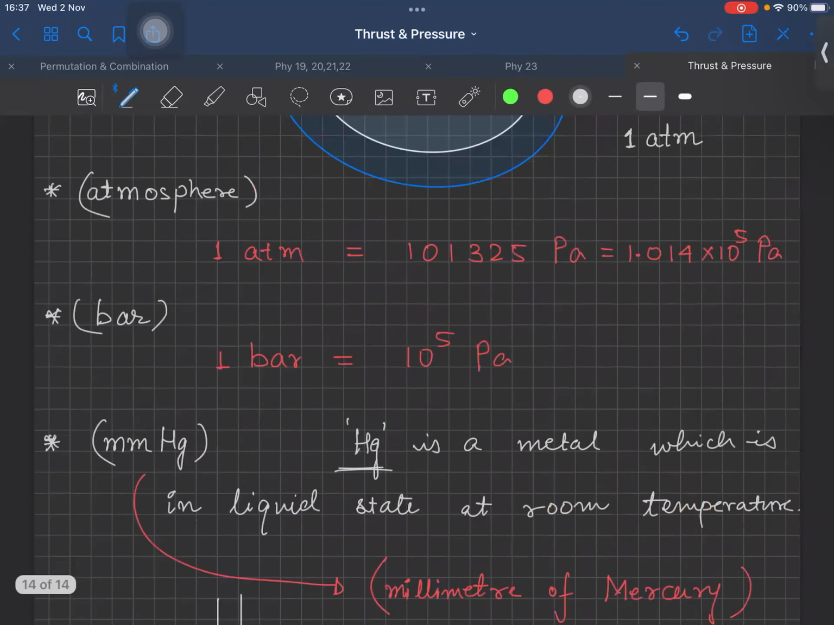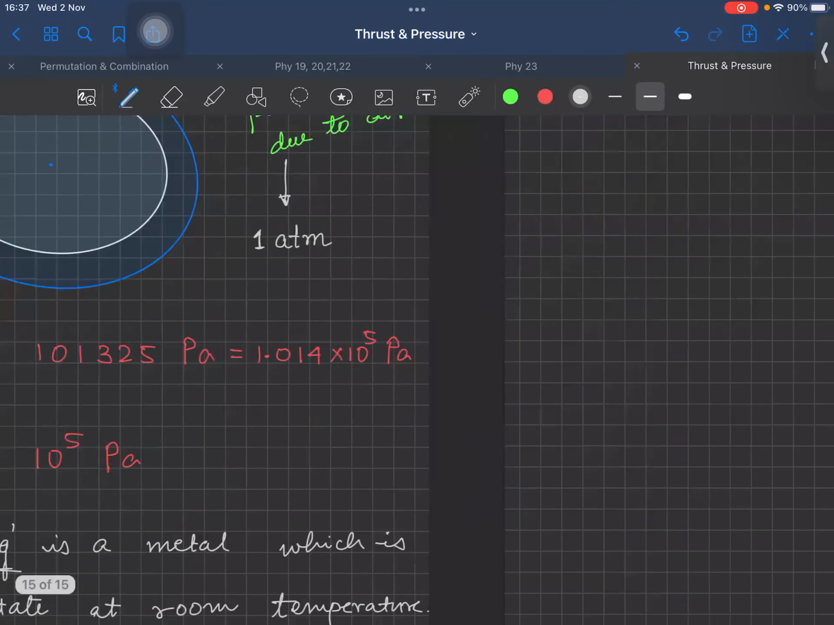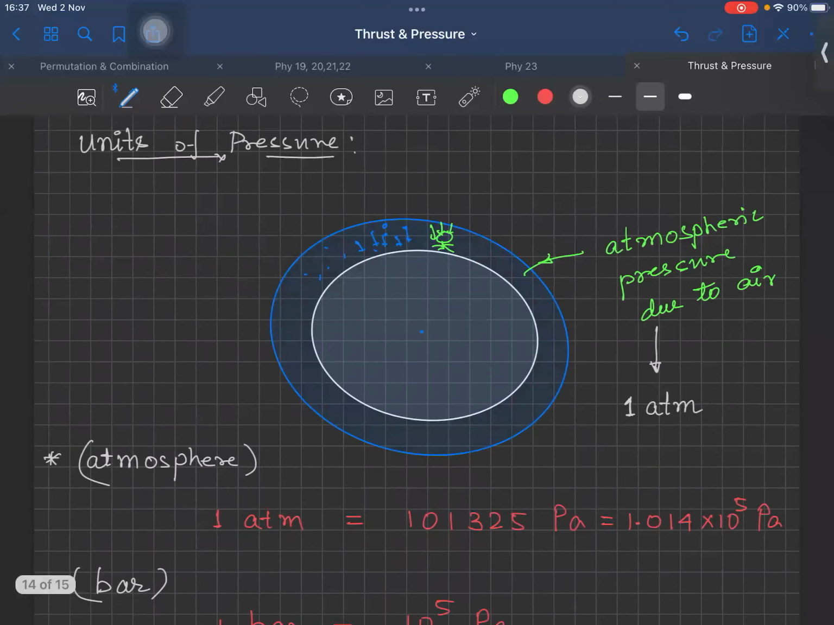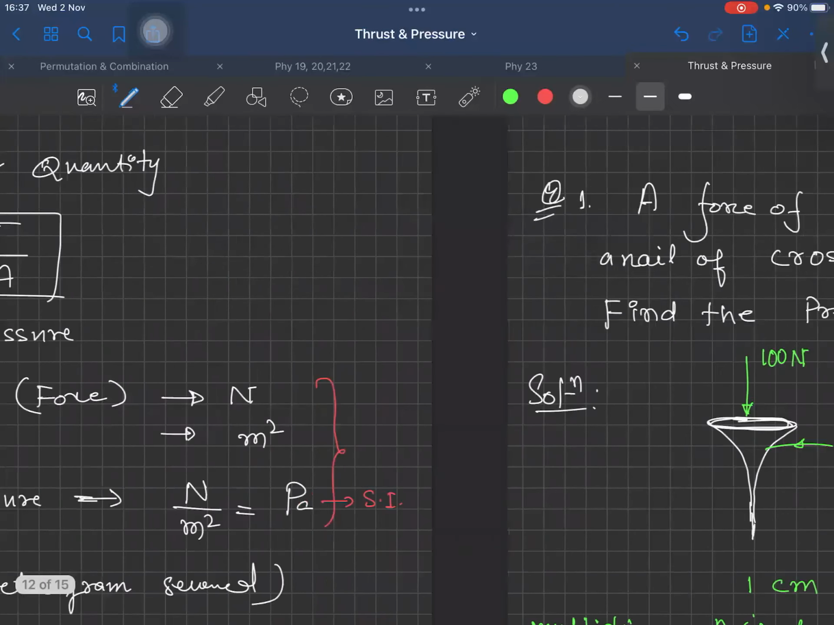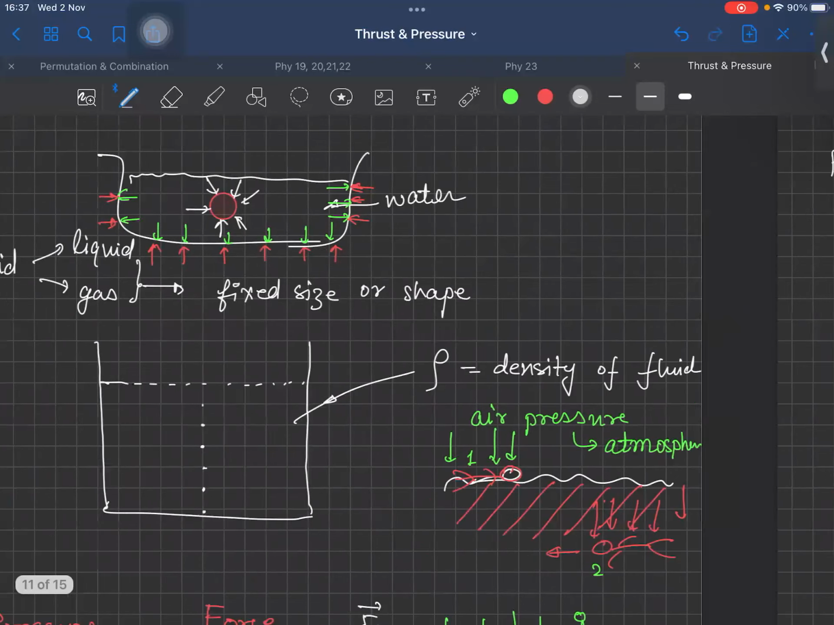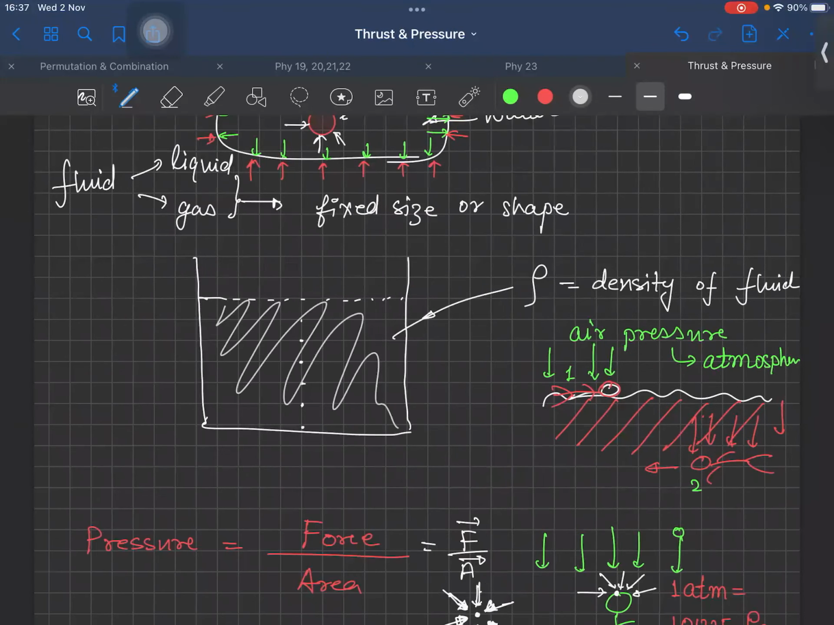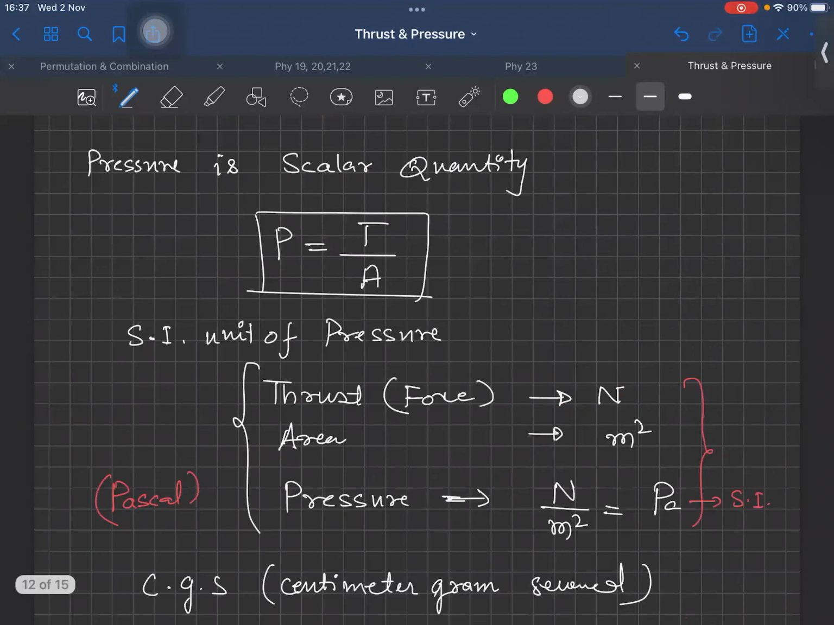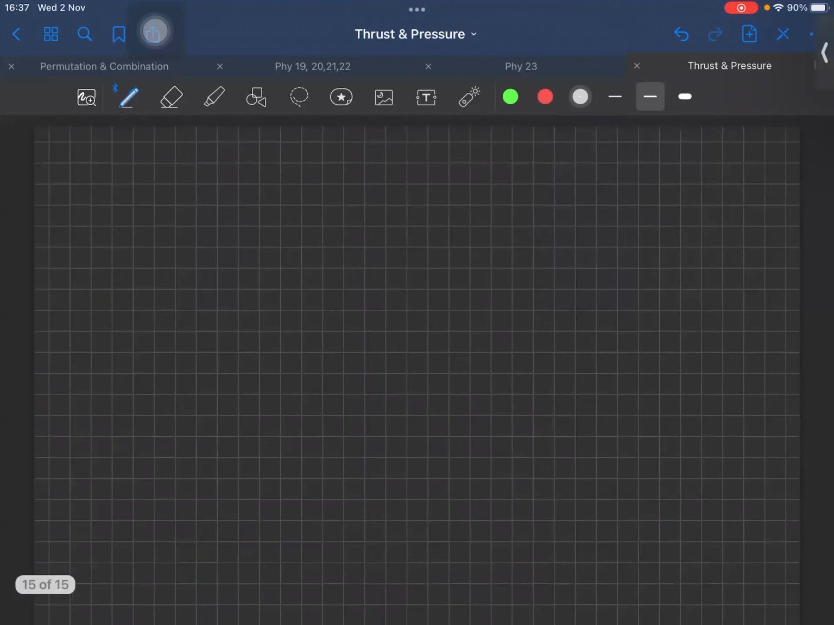Now, because we have seen this example, that we have kept something in a beaker. If you have some water, it will always exert a pressure. Now, what will be the amount of that pressure? So let's try to find out that amount of pressure.